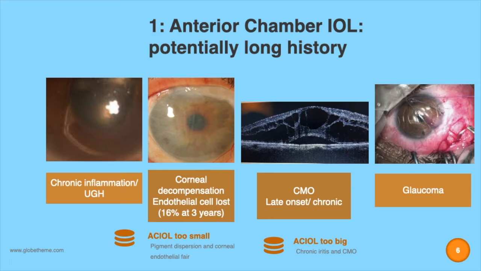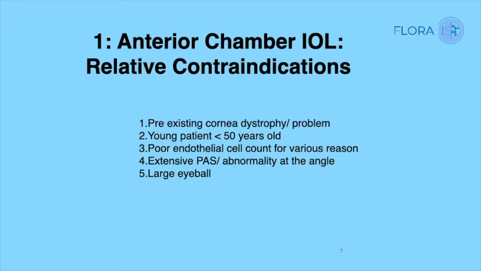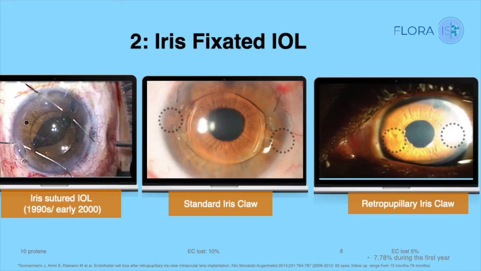Although there are various sizes of AC-IOL, the ones that are available in hand for us is usually one size. In other words, free size IOL for all types of eye. Hence, post-op sequelae will be exaggerated if the AC-IOL is too big or too small for the patient. Therefore, there are relative contraindications for some cases, such as patients with poor cornea, young patients, abnormal angle, or very large eyeball.